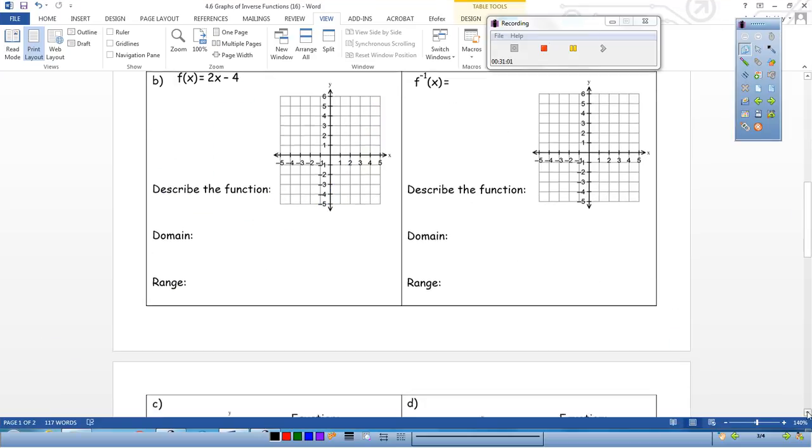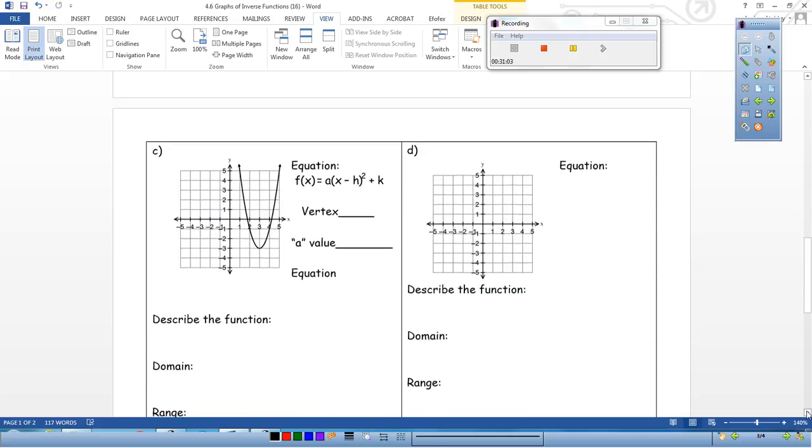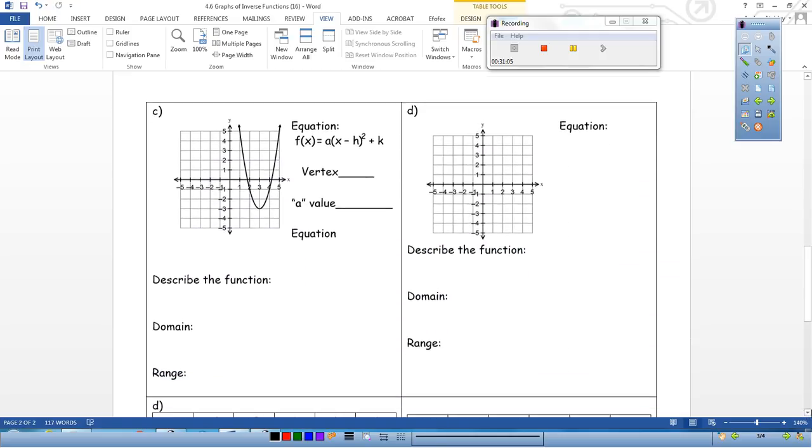On the back. Okay, before we do any of the equation, let's start by you guys just describing the function, giving me the domain and range. You guys work together on that, okay?